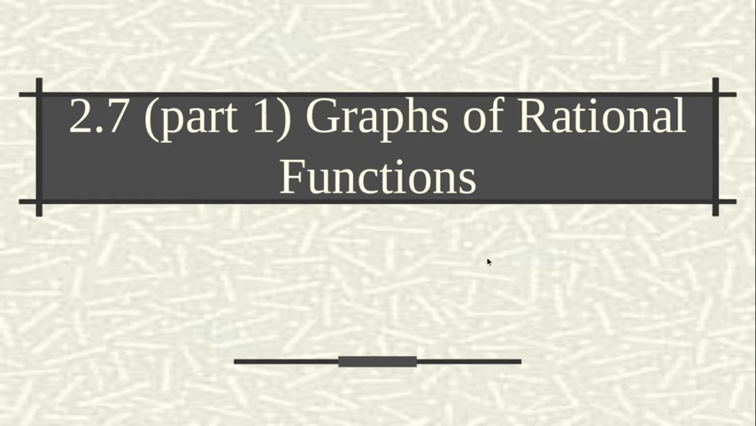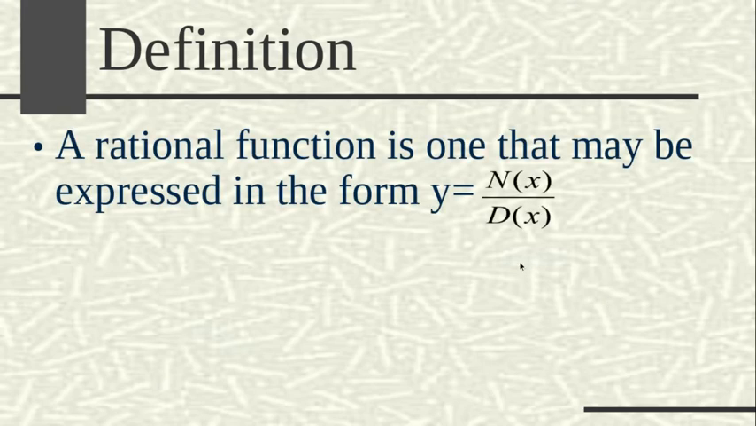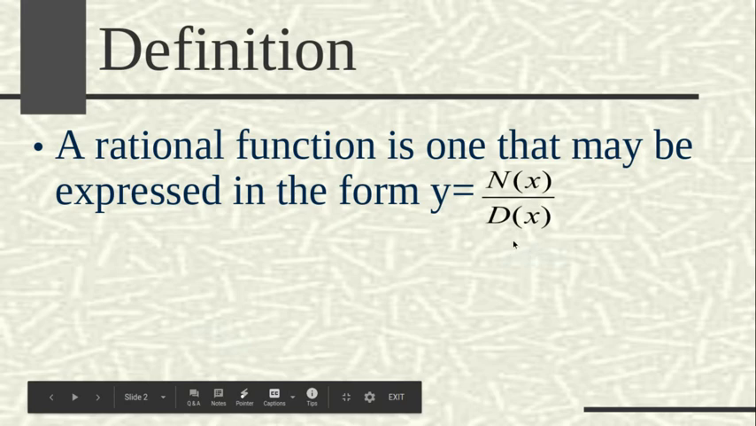So anytime we're dealing with certain types of functions, we like to talk about how to evaluate, simplify, solve, and graph. So we've done our basic operations, we've done our simplifying, we've done our solving equations, and now we're getting to the graphs. So one of the things is defining what a rational function is. A rational function is a function that may be expressed in the form of y equals n of x over d of x. And the real important part is to make sure that you have some function of x on the bottom. All right.